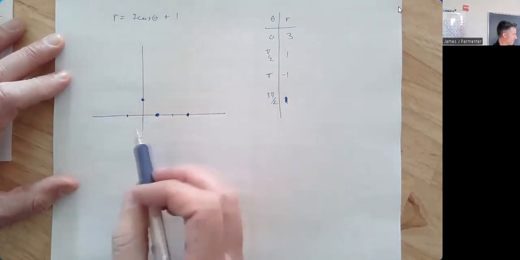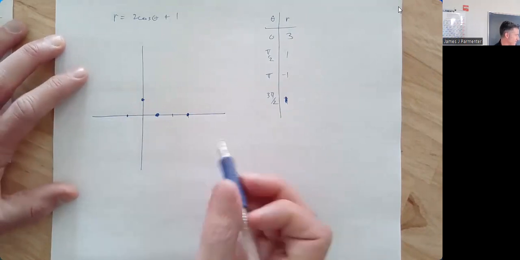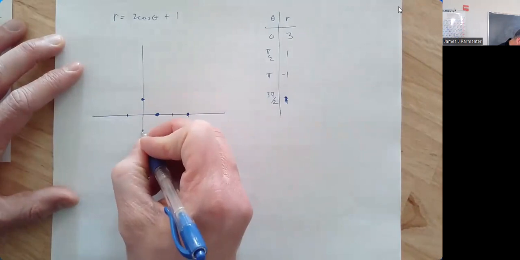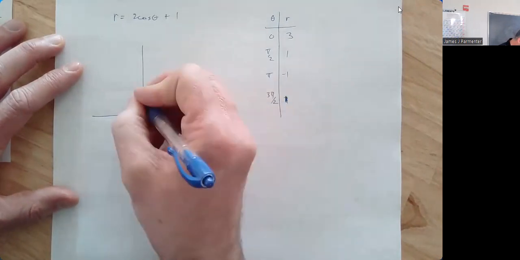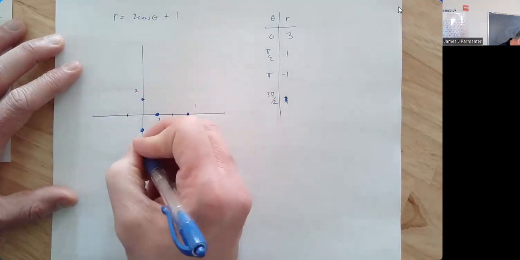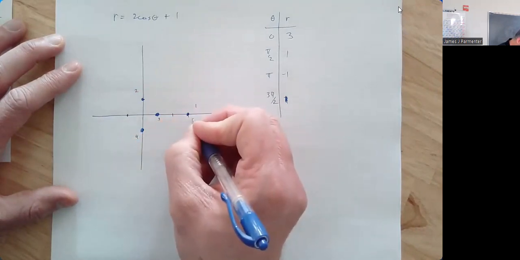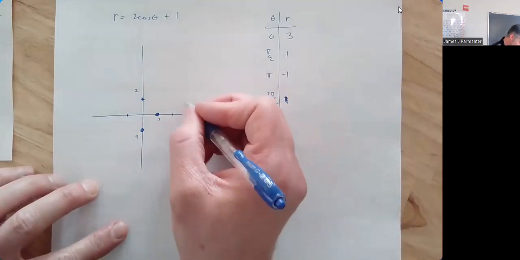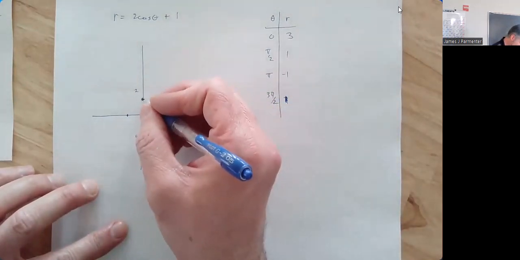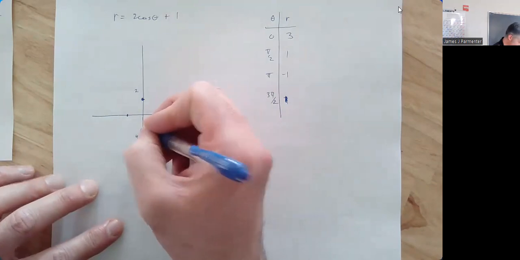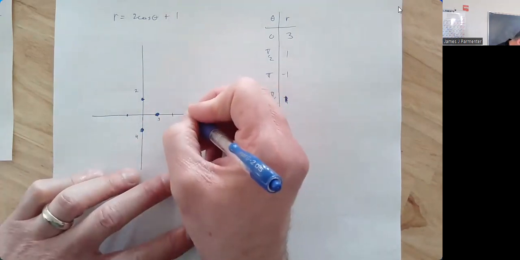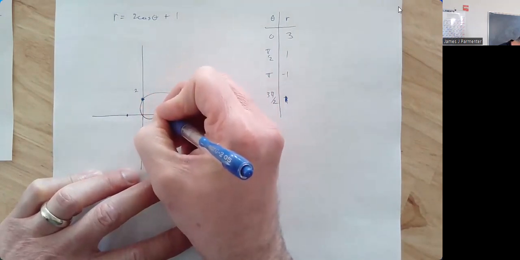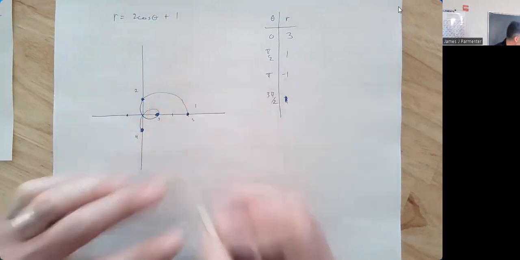So when all the things on the axis of symmetry are on the same side, that kind of indicates I have a loop. And then finally, 3 pi over 2, I'm going to get 1. So here are my 1, 2, 3, 4, and then 5 points. And I kind of have to hit them in order. So I have to start here, and then hit that, and then hit that, and then hit that. So here's what we get. A loop like that.